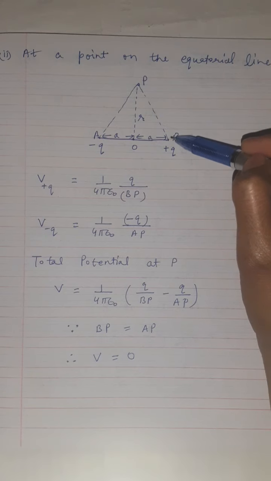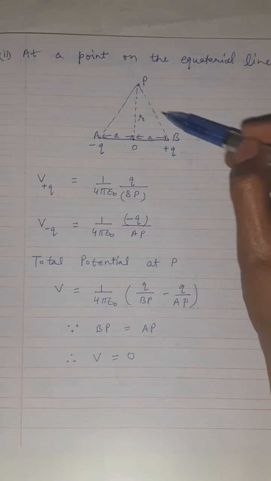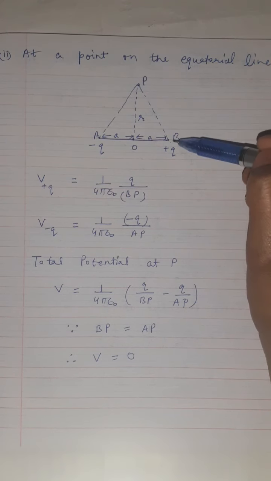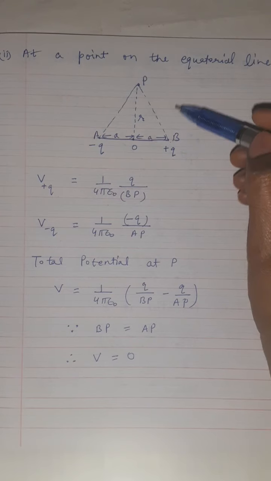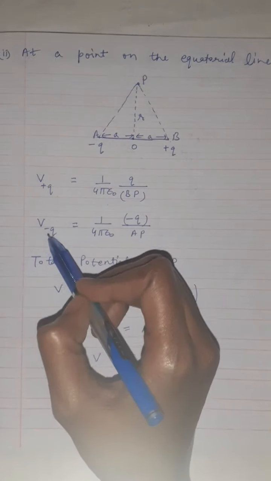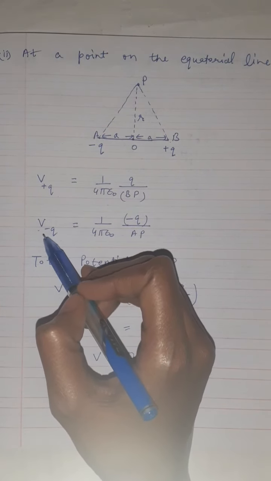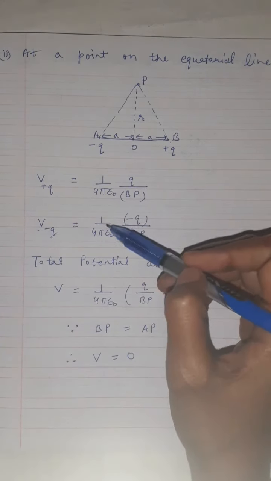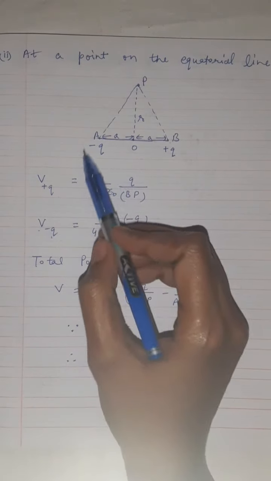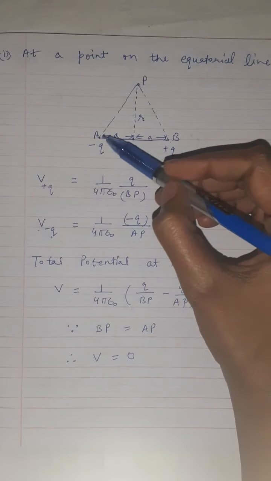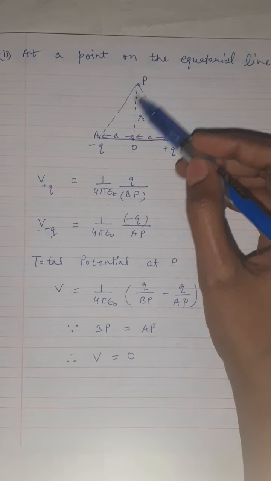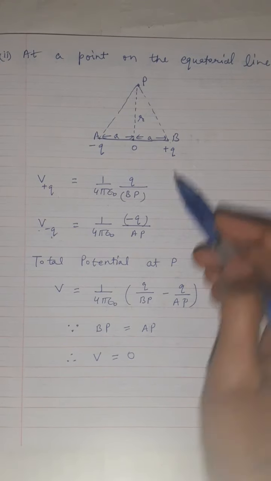This is the distance of P from the plus Q charge. Here I have taken it as BP. So BP is the distance between the observation point and plus Q charge. Now similarly we can write the potential due to minus Q charge. So it will be 1 upon 4 pi epsilon naught, and charge will be minus Q, and this much distance. This is the distance AP of the point from the minus Q charge.